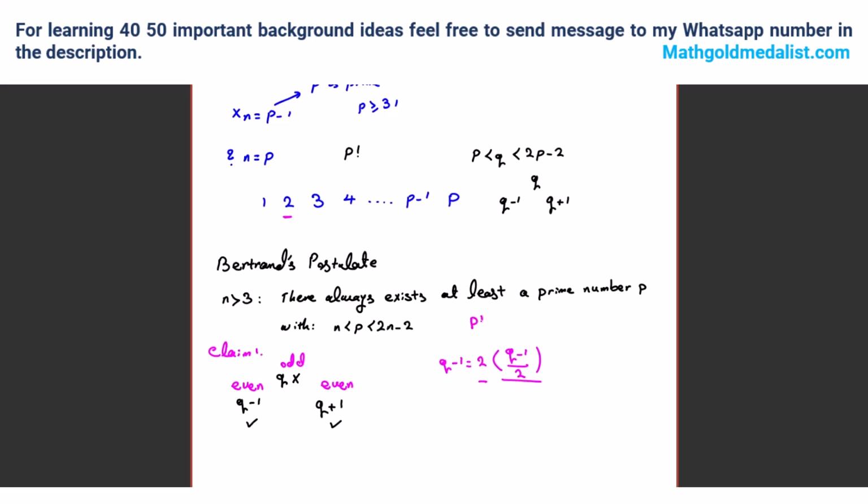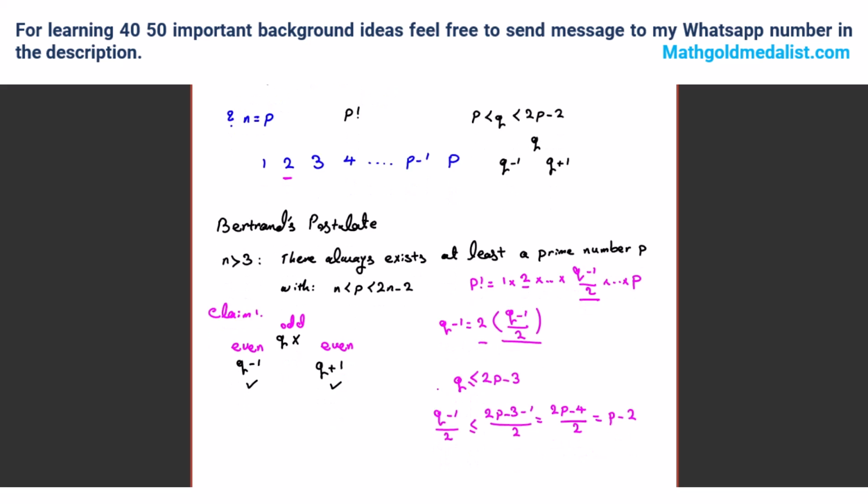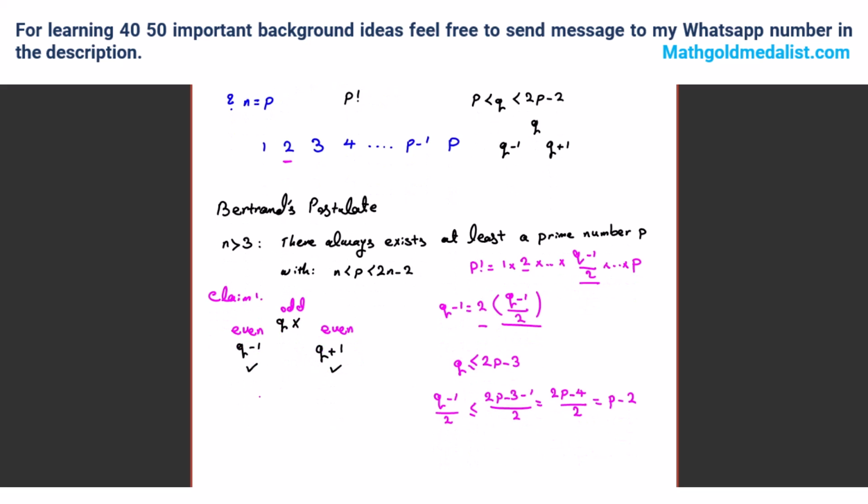So if we consider p factorial as 1 times 2, we have (q minus 1) over 2. Why is it less than p? Because we know that q is strictly less than 2p minus 2, so we can write 2p minus 3. So (q minus 1) over 2 is at most (2p minus 3 minus 1) over 2, which is (2p minus 4) over 2, which is p minus 2. Okay, so we can say we have these two numbers. We can use exactly the same approach for this one. That's why we have q plus 1. Again, you say 2 times (q plus 1) over 2.